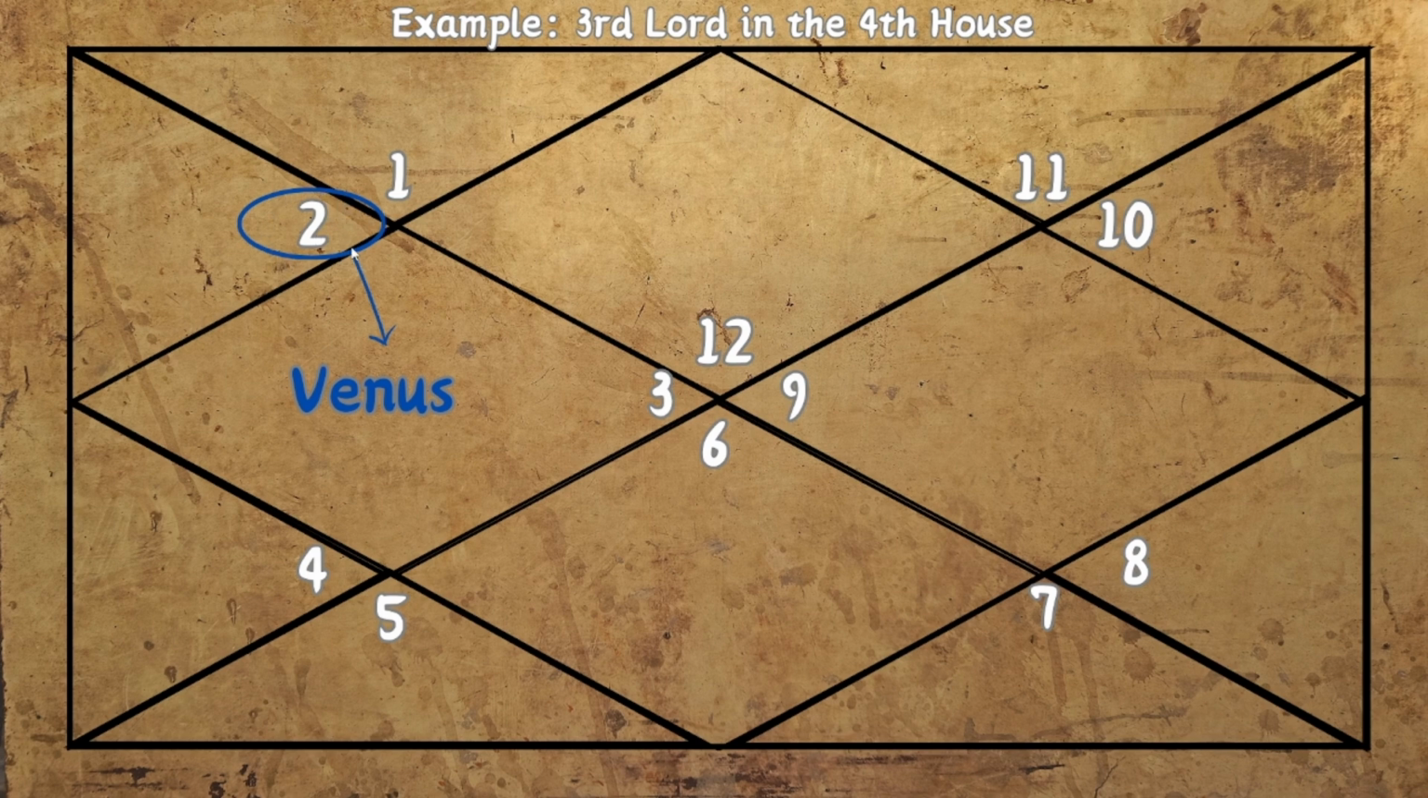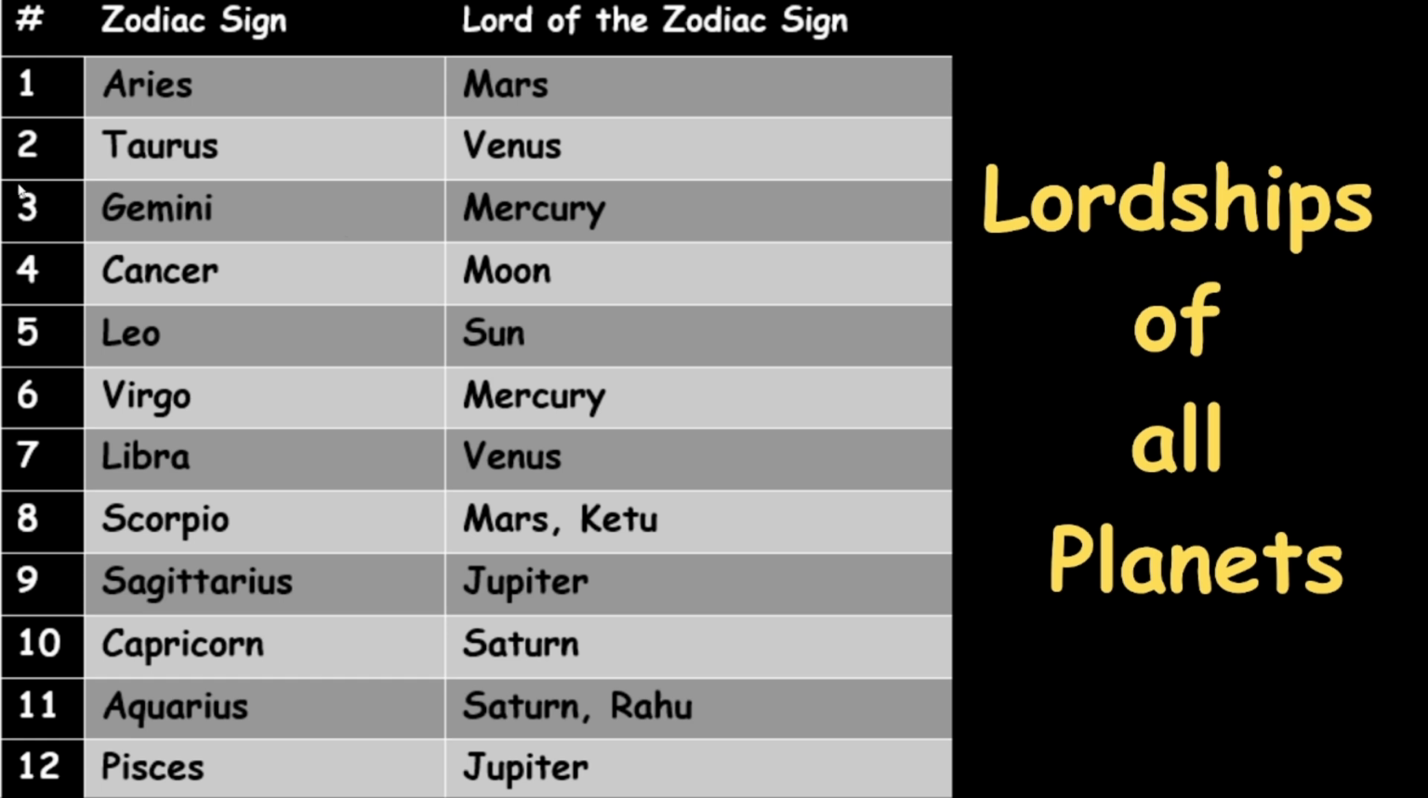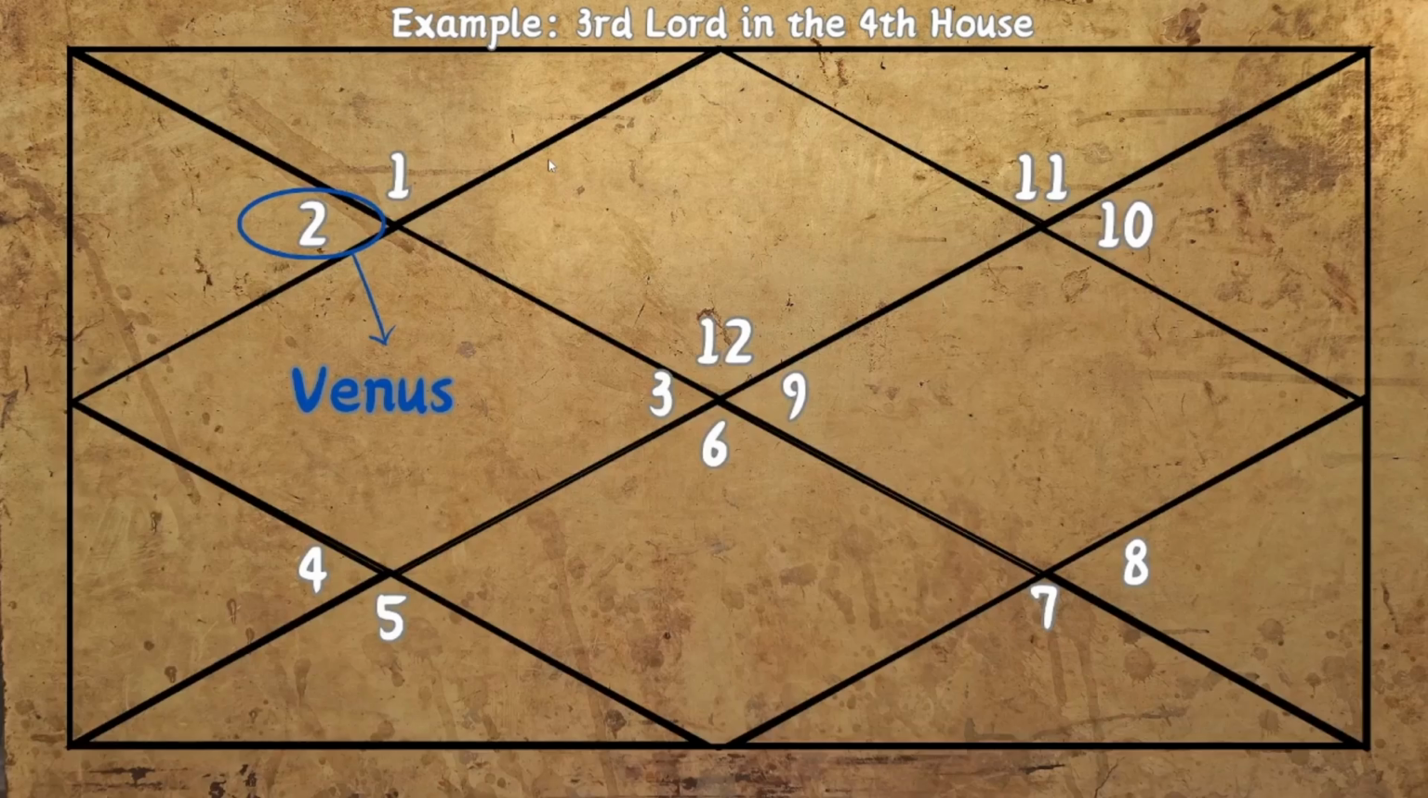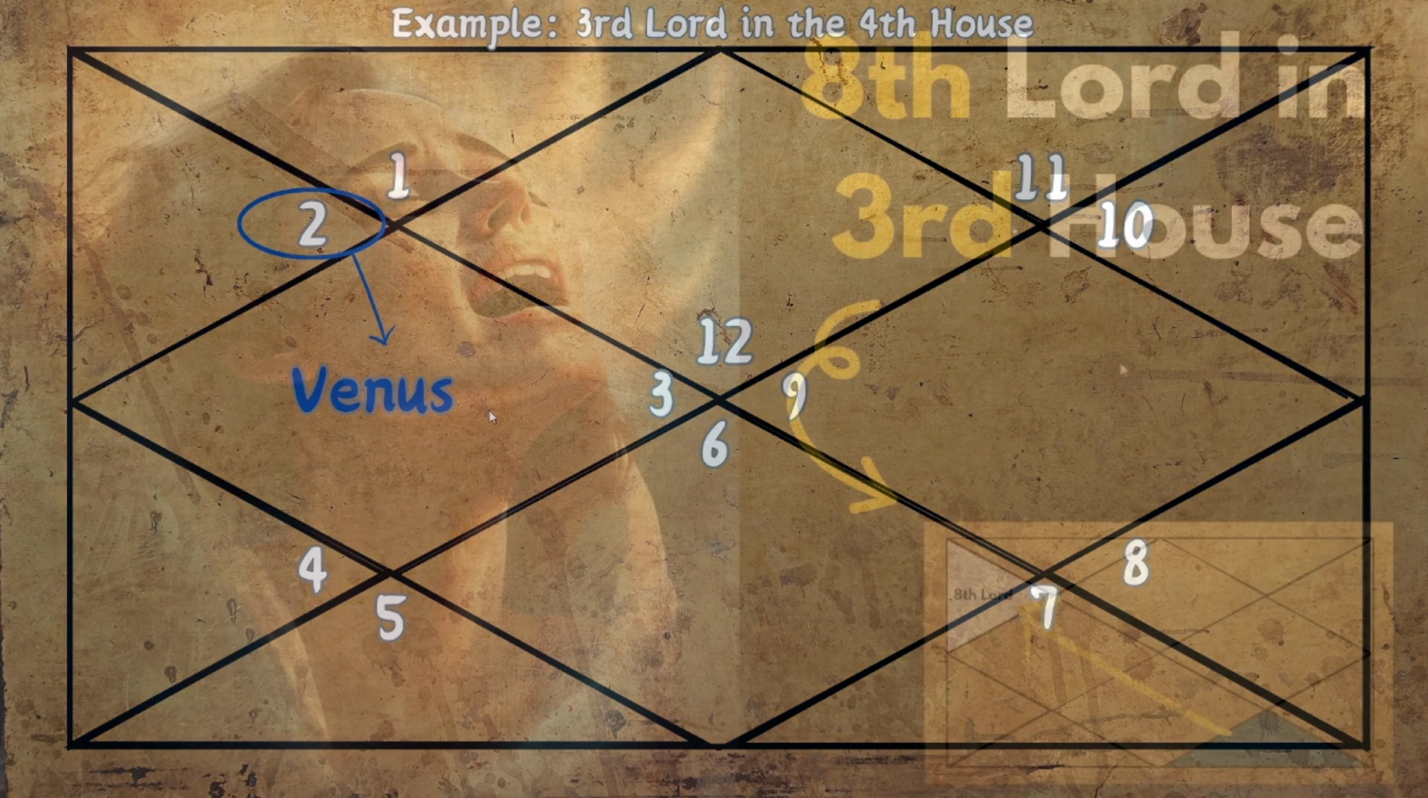Now what is 2? If we have a look at the table, then 2 is nothing but the Taurus zodiac sign. And who is the lord of Taurus zodiac sign? It is Venus. So you will say the lord of the third house is Venus, because it is the lord of the Taurus zodiac sign. But where is Venus placed? Venus is placed in the fourth house of the birth chart. So this is how you will conclude that the third lord is in the fourth house.